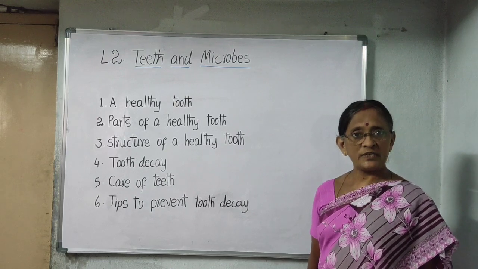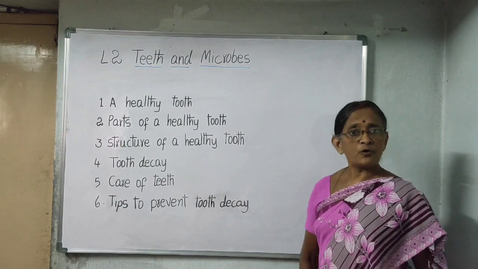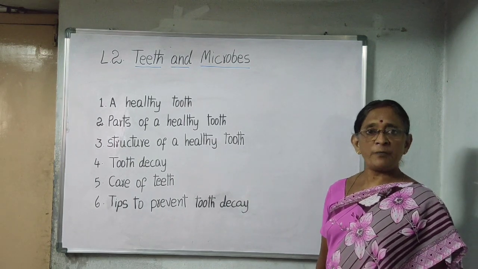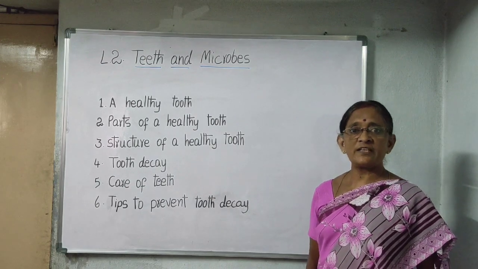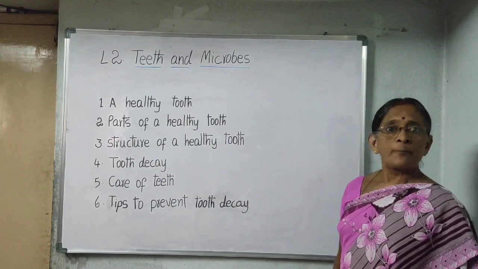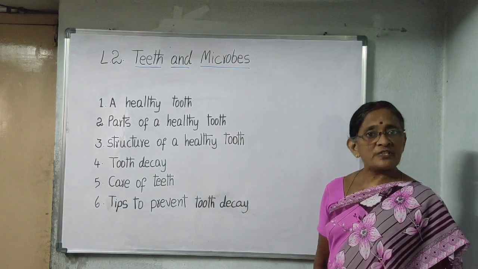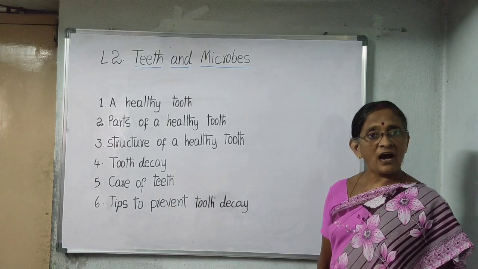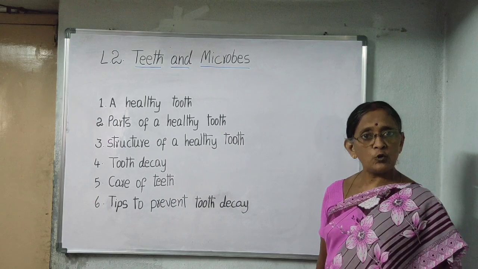Temporary teeth have 20 teeth. Permanent teeth have 32 teeth. Temporary teeth are also called milk teeth or primary teeth, which are replaced by the permanent set. The permanent set has four kinds of teeth present in our mouth. They are incisors, canines, premolars and molars.